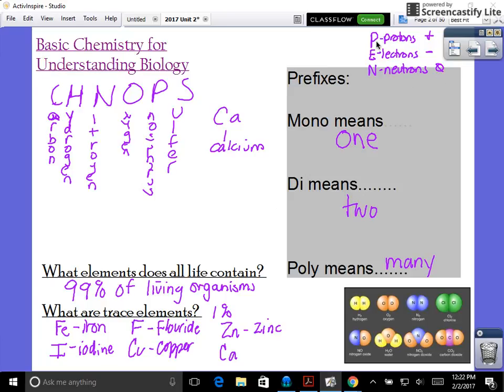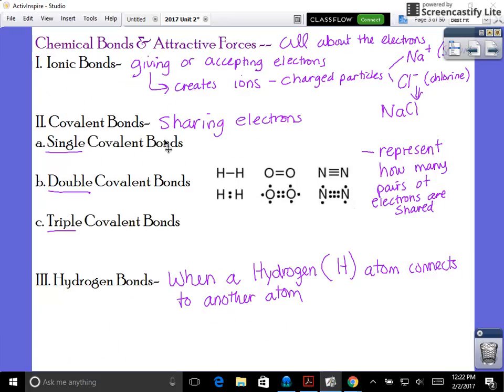And then last but not least, to keep in mind, these elements have subatomic particles called protons, electrons, and neutrons. Protons have a positive charge, electrons have a negative charge, and neutrons are neutral. We pay a lot of attention to the electrons in this course. When it comes to chemical bonds, it's all about the electrons. So there's two main types we're going to talk about: ionic bonds, which is giving or accepting of electrons.